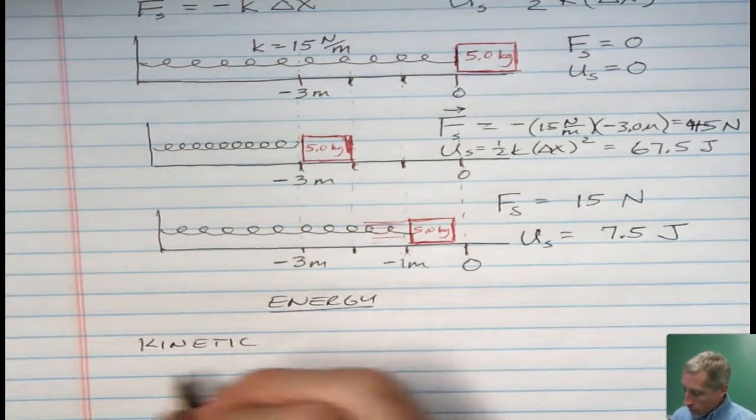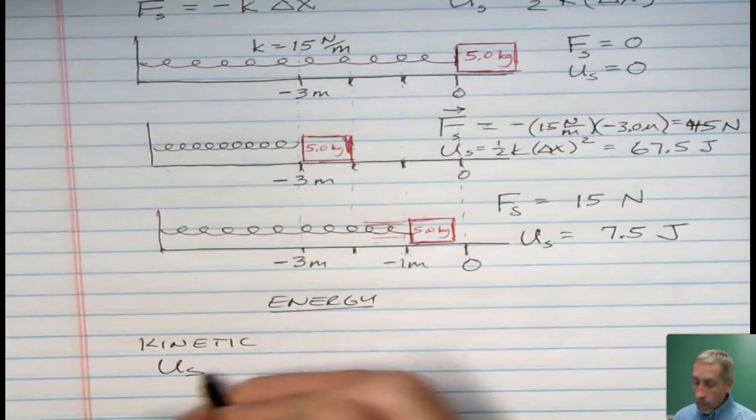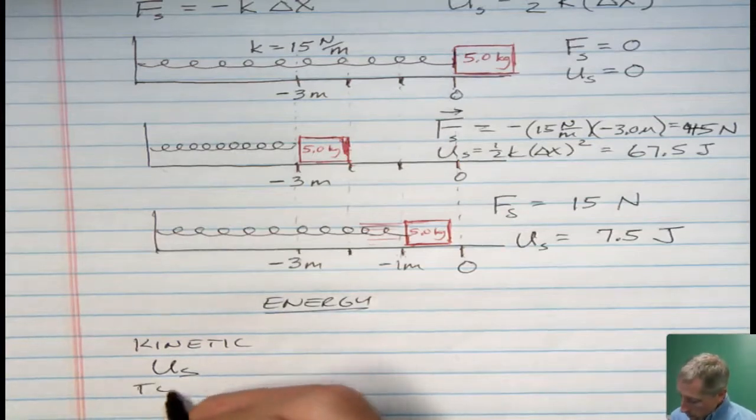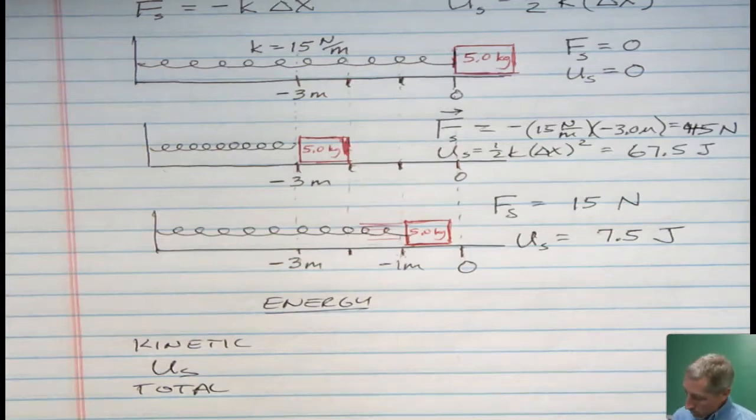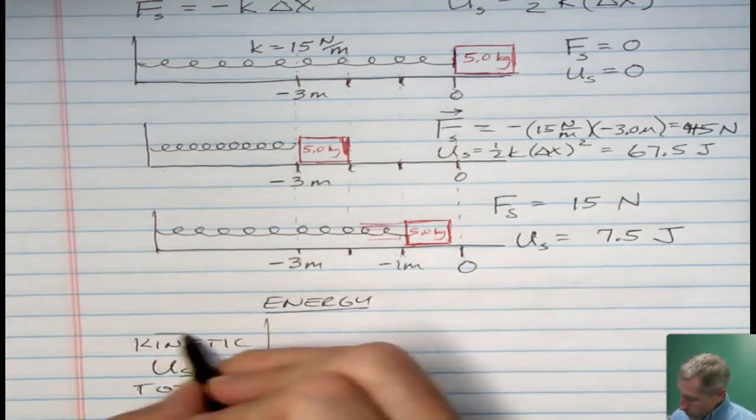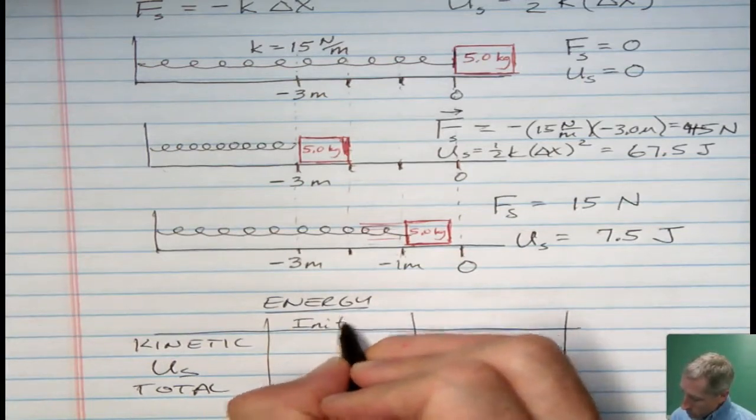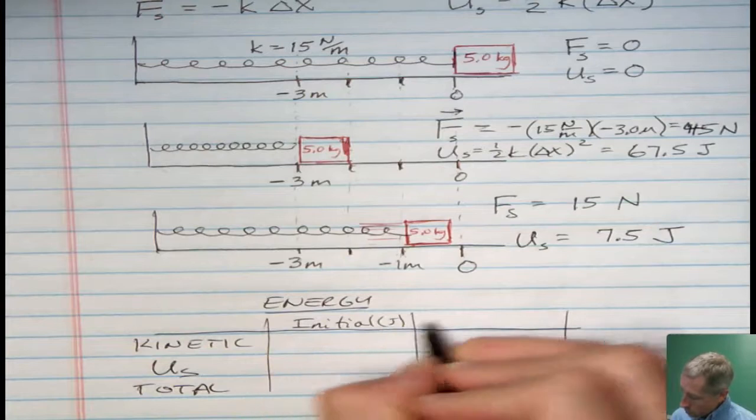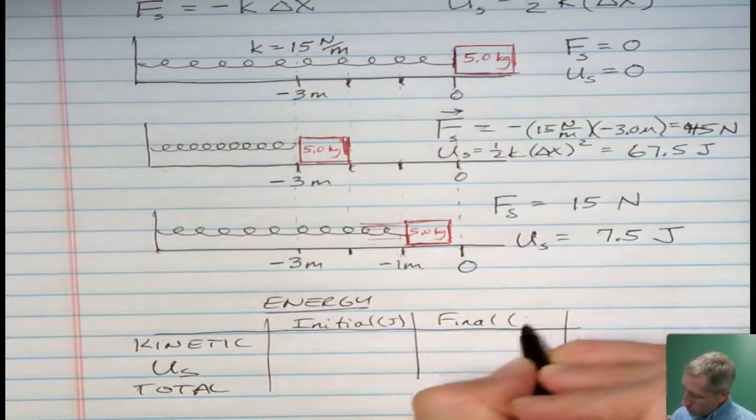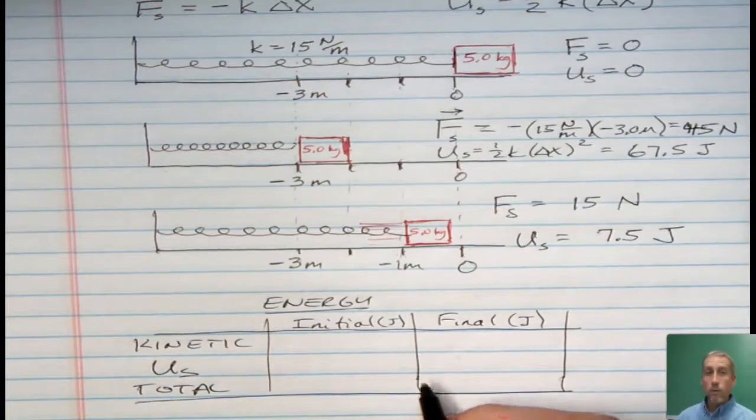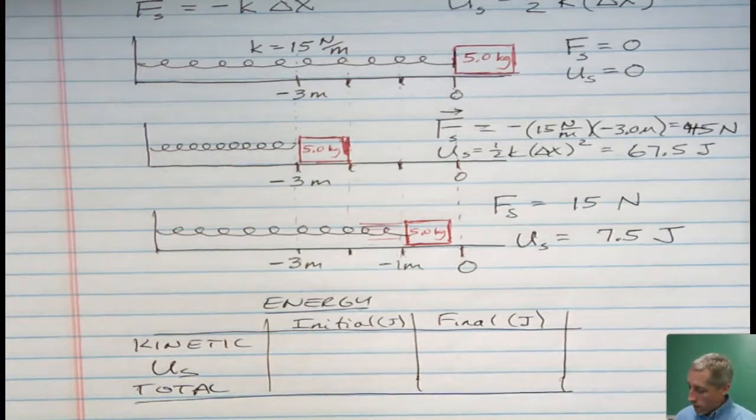I've got kinetic, and I've got spring potential energy. I'm not going to include gravitational potential energy in this problem because I have no changing gravitational potential energy. And I'm going to have a line for the total as well. So what I do is I make a table for my initial values. These will all be in joules. And then my final value. It doesn't have to be initial and final as if everything's done, just initial and final for the part of the problem that you're asked about.